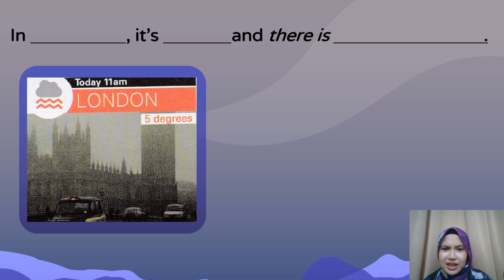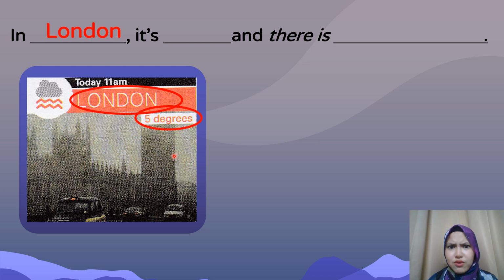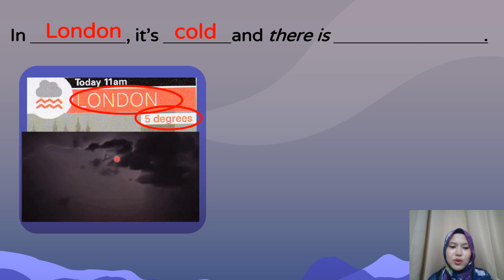Okay, after this, I explain why. Okay, so same thing. Where is this place? It's in London. So you write down, sama juga. In London, it's 5 degrees, very cold. So you write down, it's cold. And so you imagine, dia bukan foggy, it's something else. Let's say it's this one.